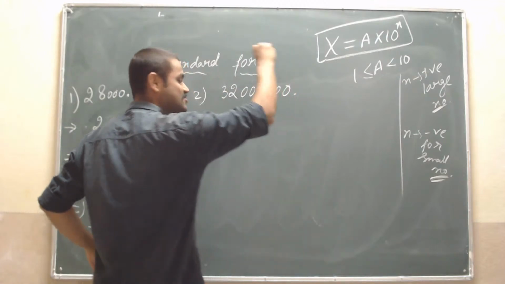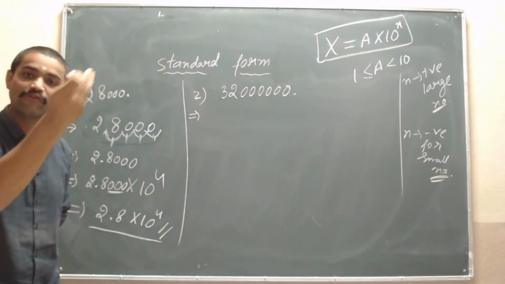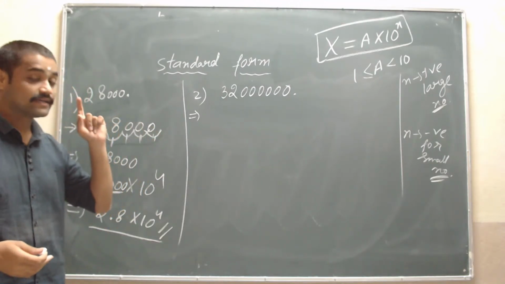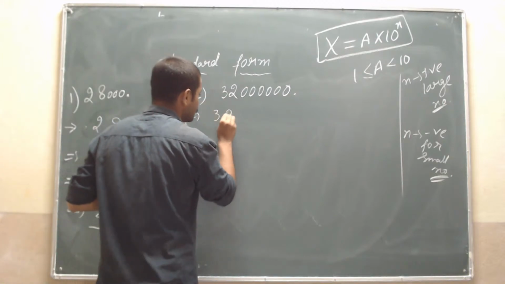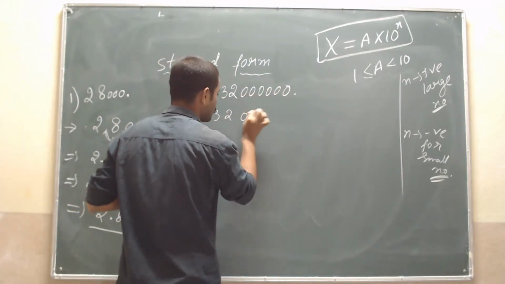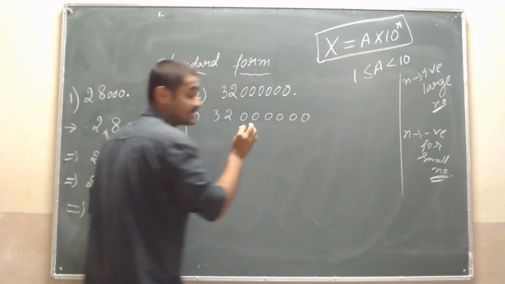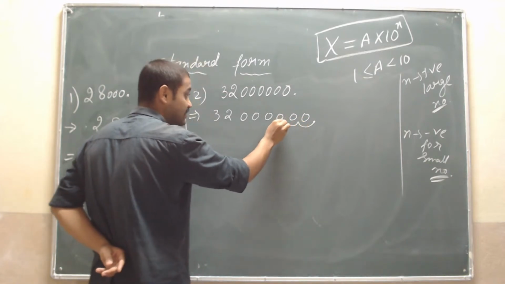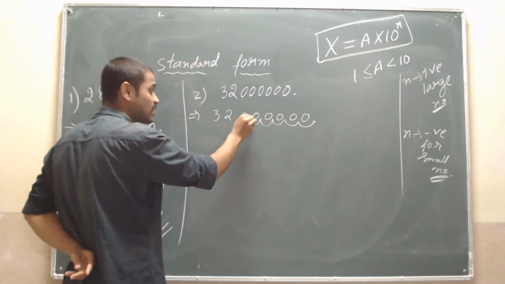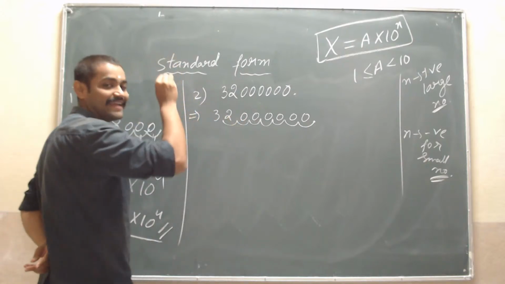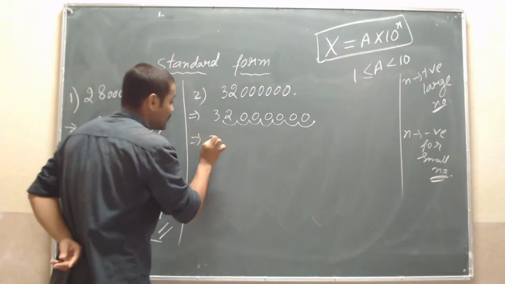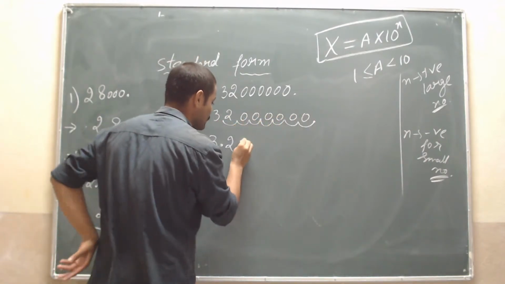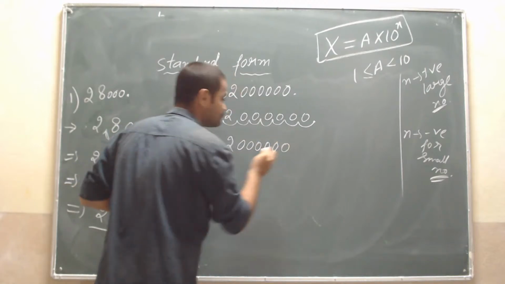Here is the decimal point. And next step, we have to jump to the left side. See here: 3, 2, 1, 2, 3, 4, 5, 6. 6 zeros are there. And here the decimal point. We jump here up to the last number, up to here. Very good, students. Now it becomes 3.2, and 1, 2, 3, 4, 5, 6, 6 zeros.